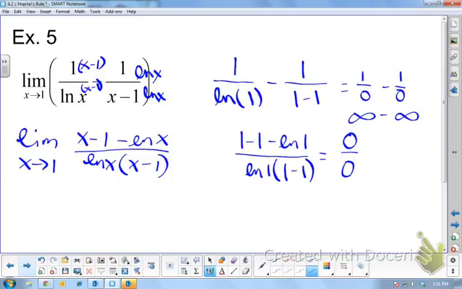So 0 over 0. I may apply L'Hopital's rule at this point. So we take the derivative of the top by itself. What's the derivative of the numerator? 1 minus 1 over x, good. Derivative of the denominator is going to be a little bit trickier. What do we have to use to find that derivative?